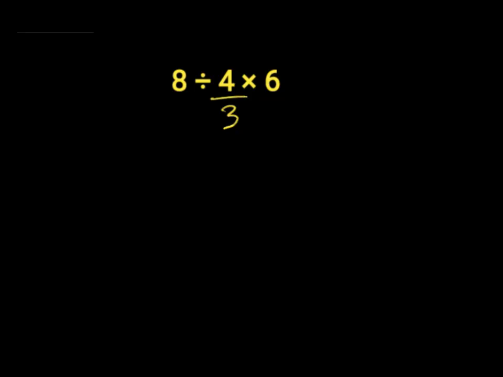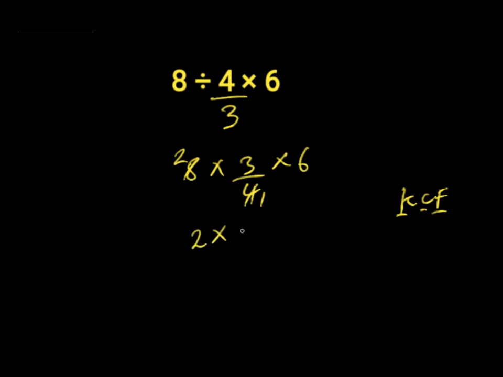First of all, we are going to solve 8 divided by 4 over 3 using KCF. K stands for keep, C stands for change, and F stands for flip. We are going to keep 8, change division to multiplication, then flip 4 over 3 to 3 over 4, then multiply by 6. Then let us simplify. 4 into 8, 2. Then we are left with 2 times 3 times 6.